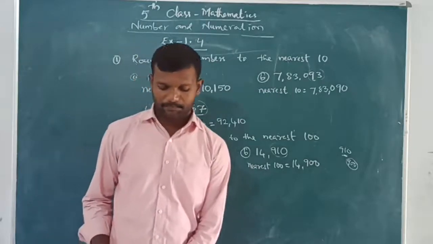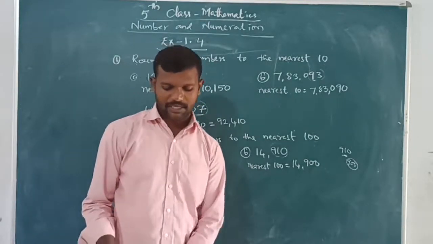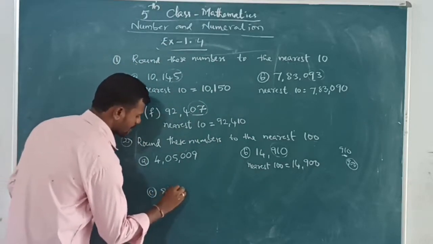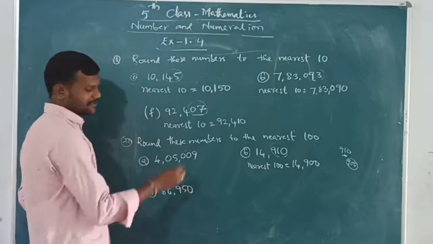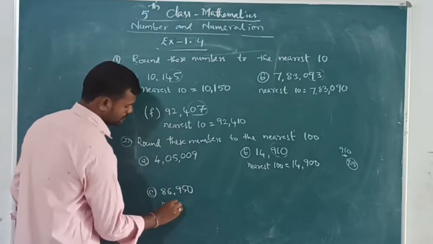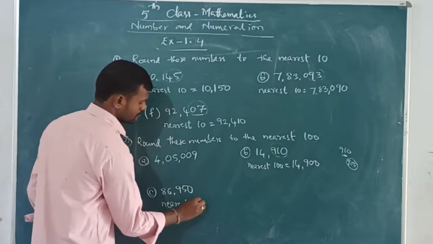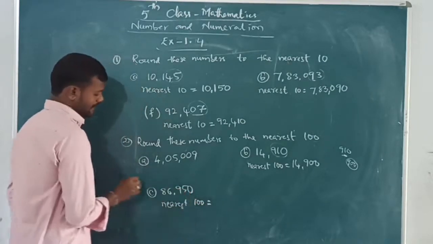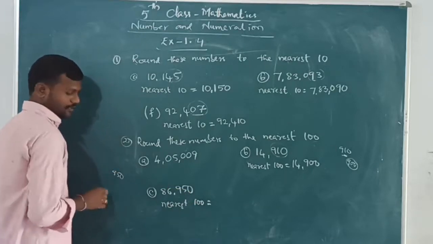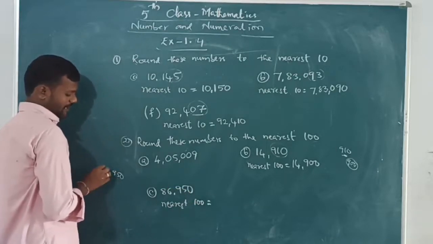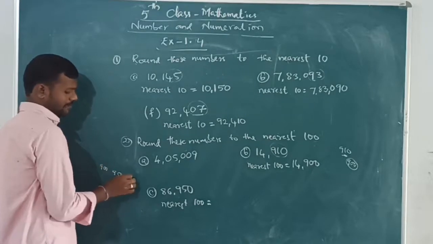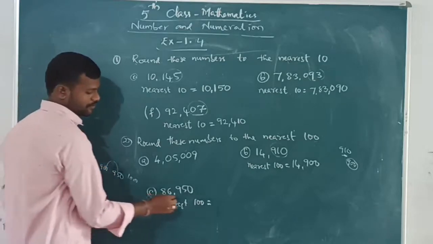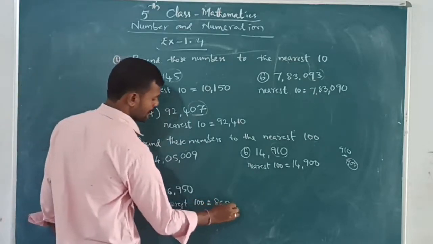Okay. Similarly, next one, 86,950. Nearest 100. What is nearest 100 here? Ones, tens, hundreds. Hundreds place what? 950 is there. So 950 is between what? 900 and 1000. So nearest 100 means what we should take? 900 only. So 86,900.